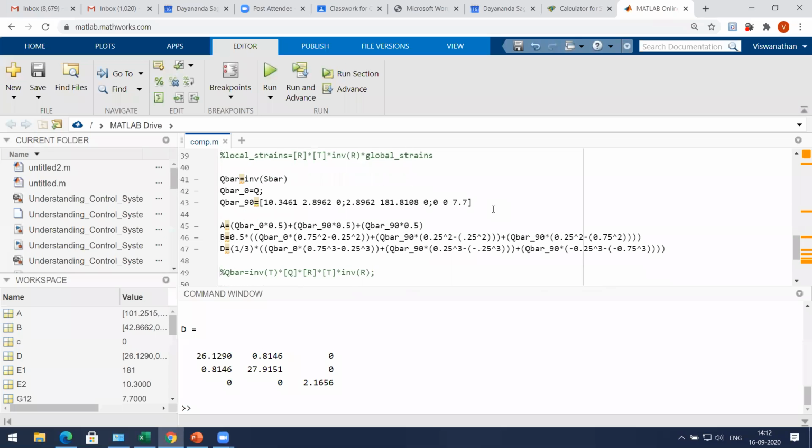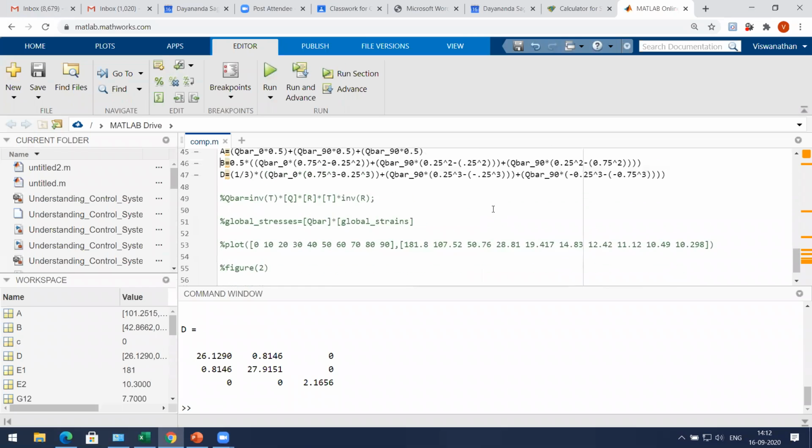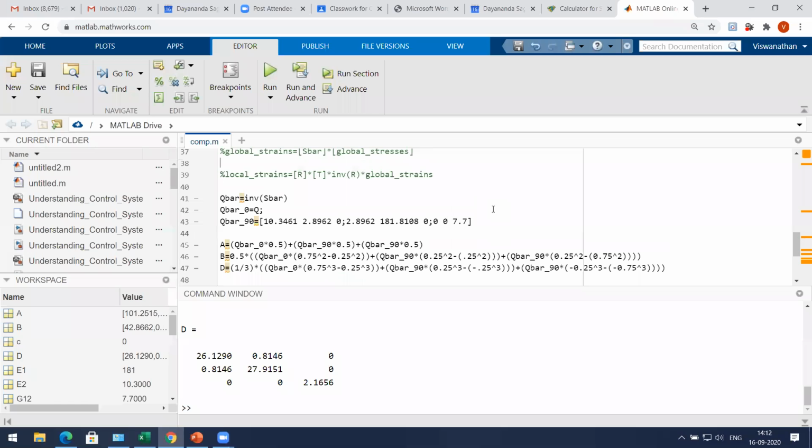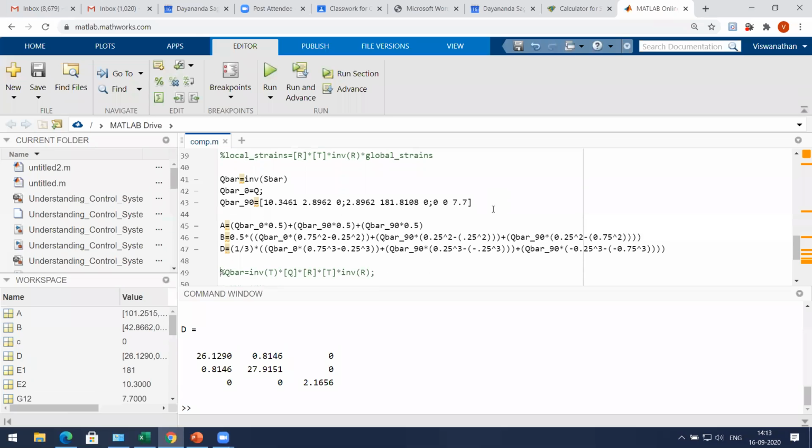I'll assign different laminates for each student so that there won't be much copying. I'll change the fiber orientations for each student and ask them to calculate the ABD matrix and submit it. I'll give that assignment, and you should be able to do that. Any questions on this? Any difficulty?